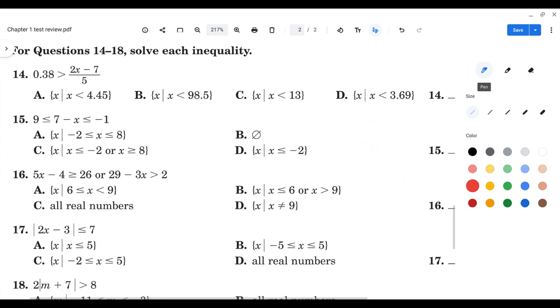Now we're looking at inequality. Inequality, you solve it just like an equation, remember? However, the only thing that's different is when you multiply or divide by a negative number, you gotta flip the sign.